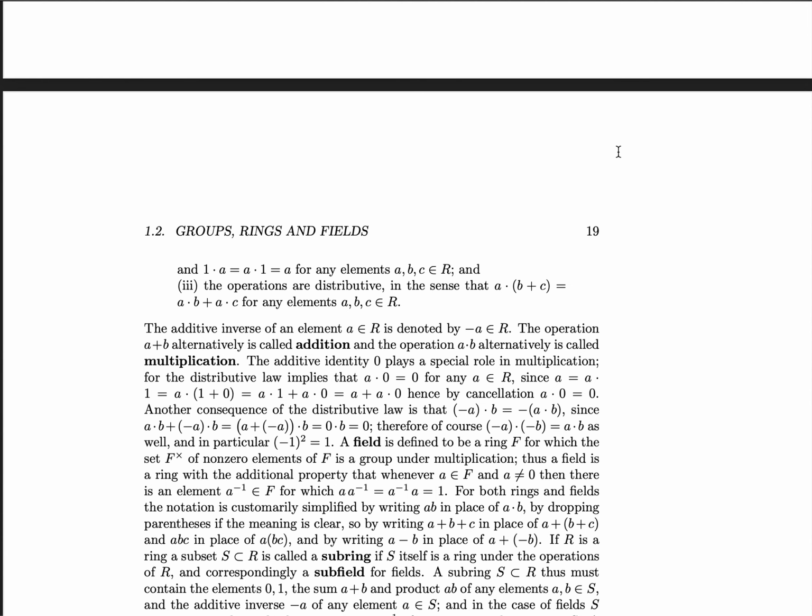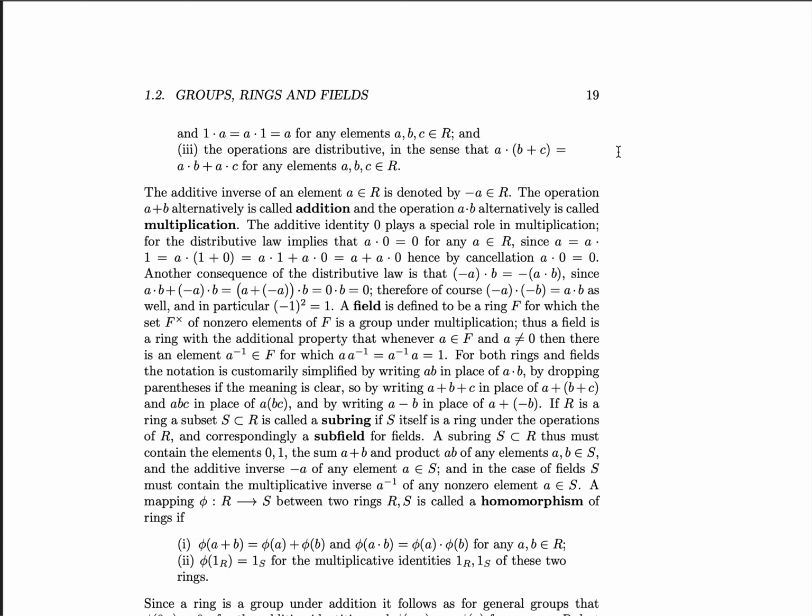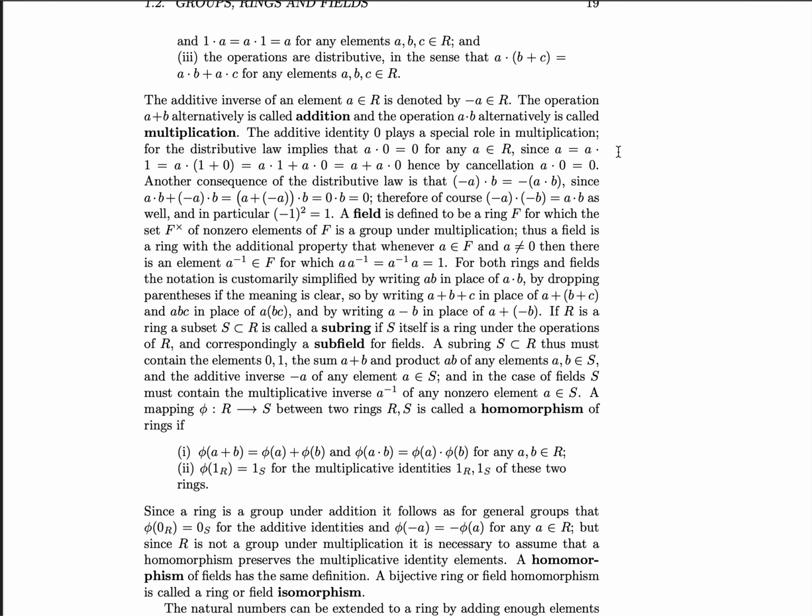Since we have a group, we note that we have inverses for any element with respect to addition. So we say the additive inverse of an element A is denoted as minus A. The operation A plus B is called addition, and A times B is multiplication, as might be suggested by the notation. However, the additive identity 0 plays a special role in multiplication.